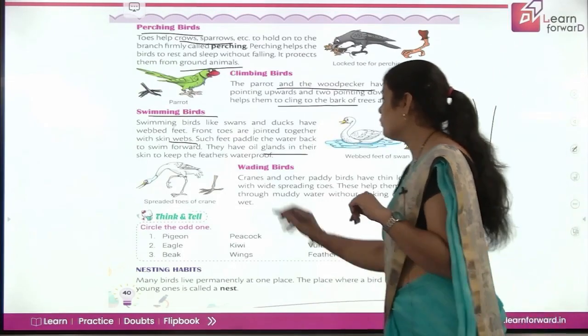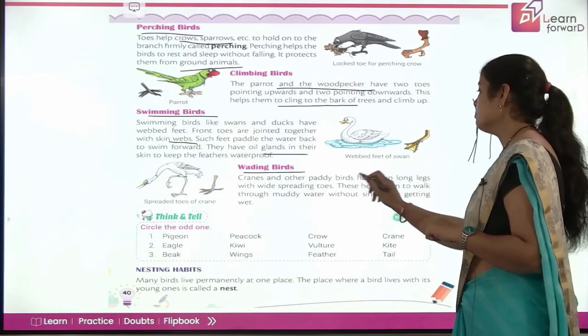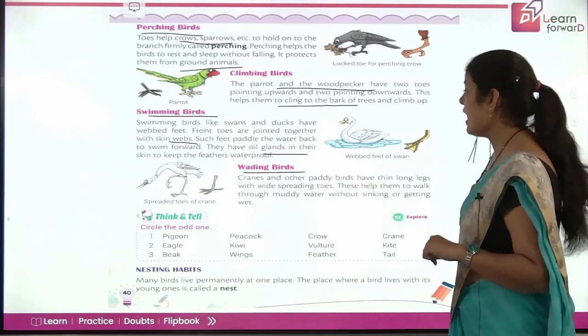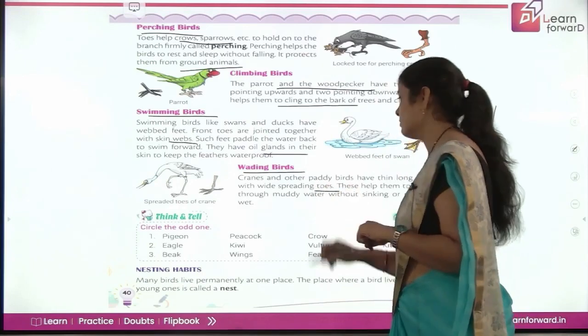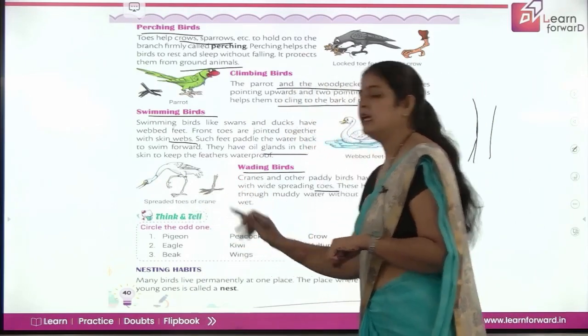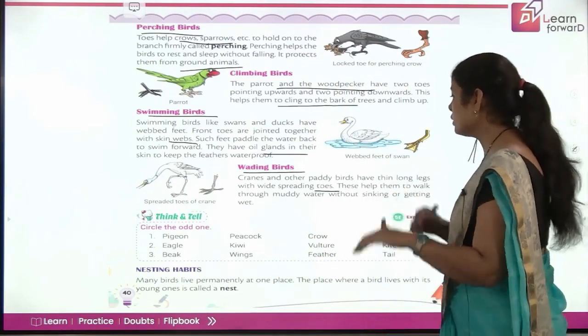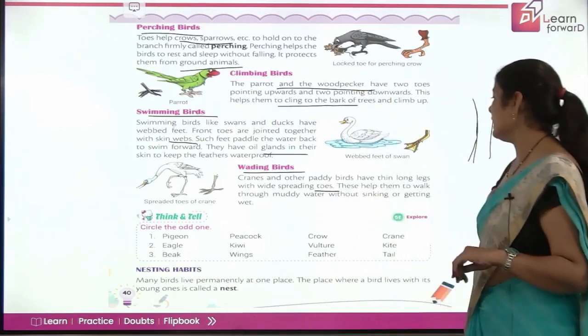Okay. Now wading birds. So what are wading birds? Cranes and other paddy birds have thin long legs and wide spreading toes. These help them to walk through muddy water without sinking or getting wet.